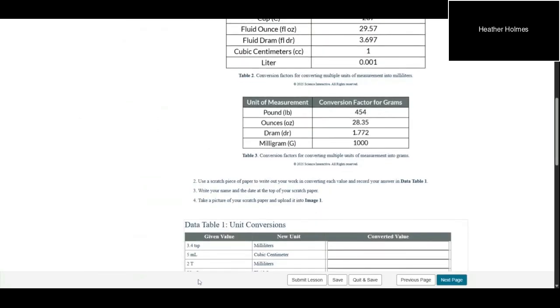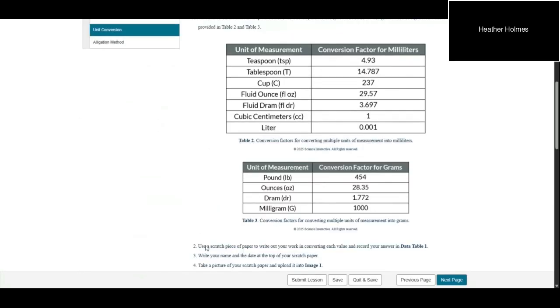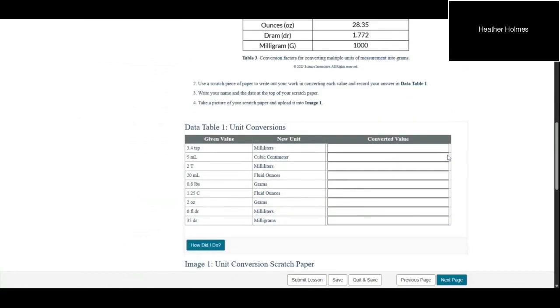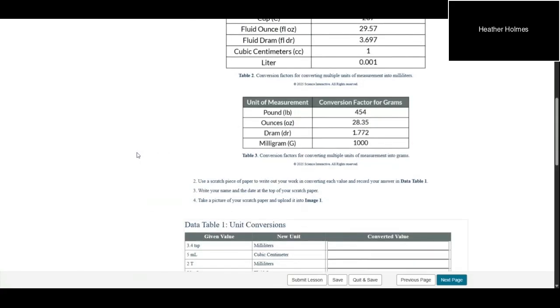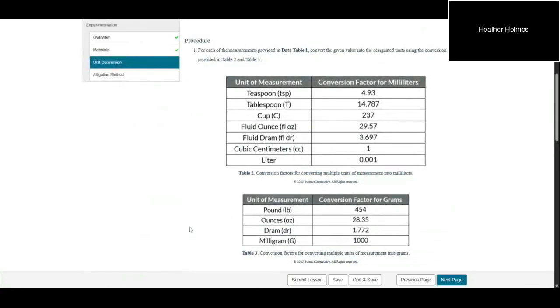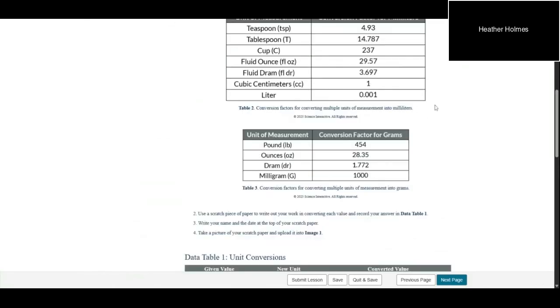So for that one, it's a one-step process. So you'd use the teaspoon conversion factor for milliliters. It's saying for 1 teaspoon, you have 4.93 milliliters. So you would just multiply the 3.4 teaspoons by the milliliters.